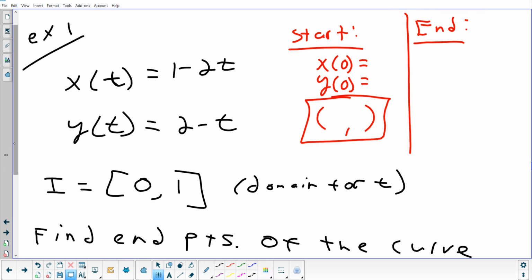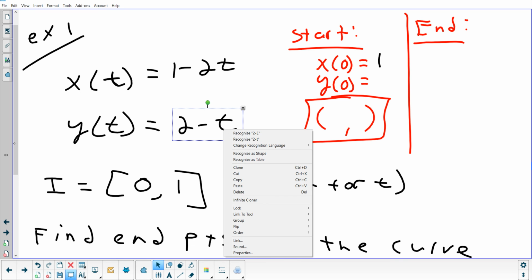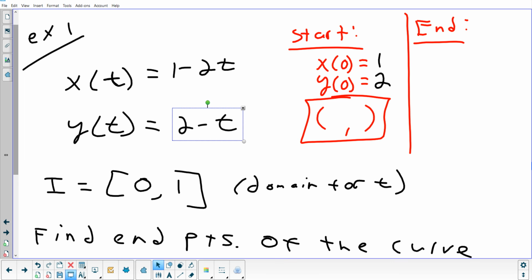All right, if we plug 0 in for t here, Matt, what's 2 times 0? 0. And 1 minus 0? 1. And Abigail, what's 2 minus 0? 2. So this graph starts at the coordinate 1, 2.